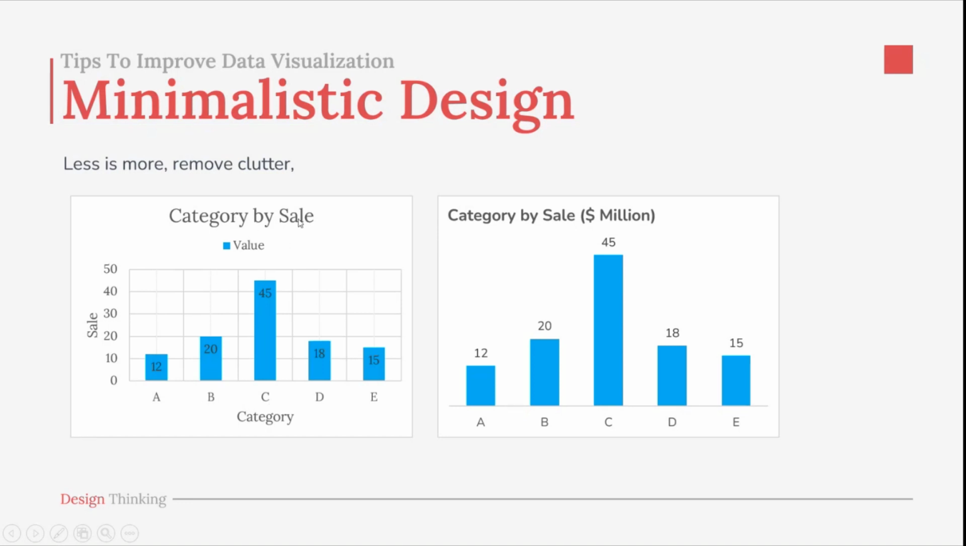First, the title, category by sale. We have the same title, but to make it more informative, we have added dollar million. So now you can know what scale or unit of measure we are using. Second is the legend. Because everything is in the same color, a legend plays no role in this case. You can remove the legend. Next is the y-axis. In this case, you can remove the y-axis because you have data labels enabled. You can see C is 45, B is 20, D is 18, so the y-axis plays no role, and you can remove this area.